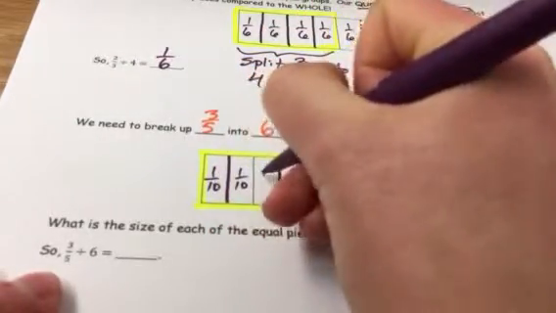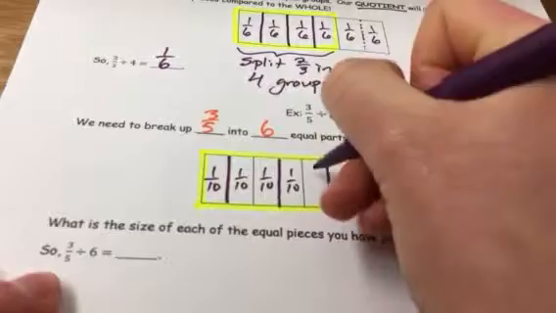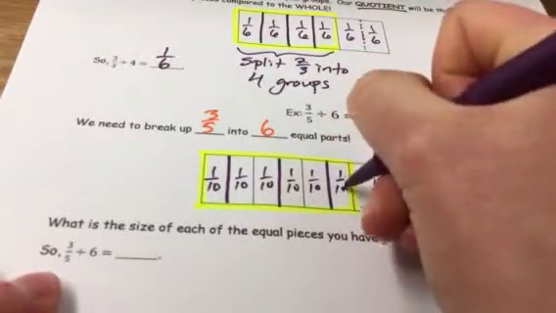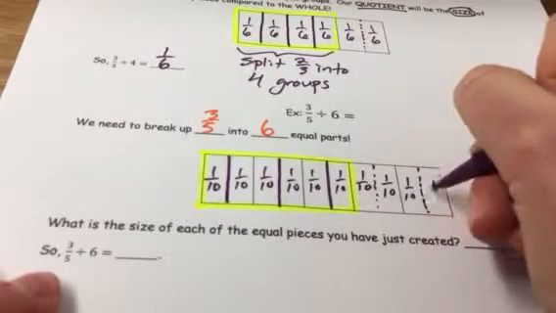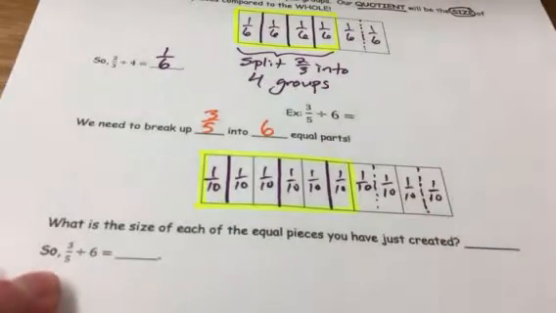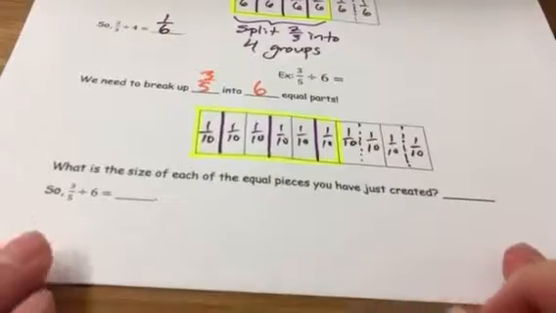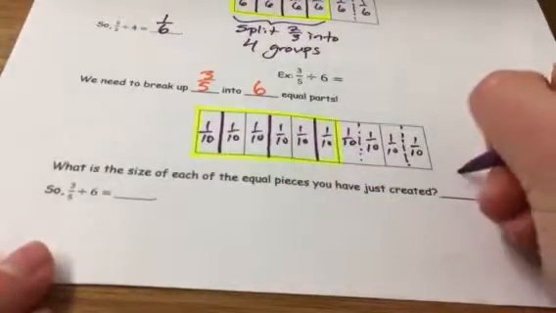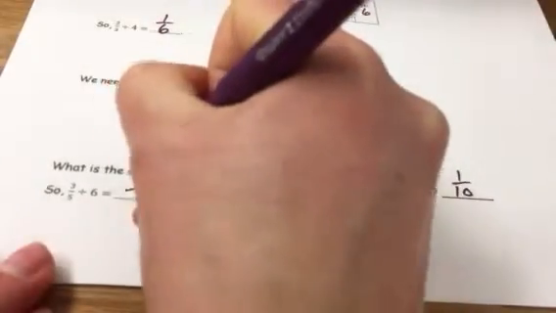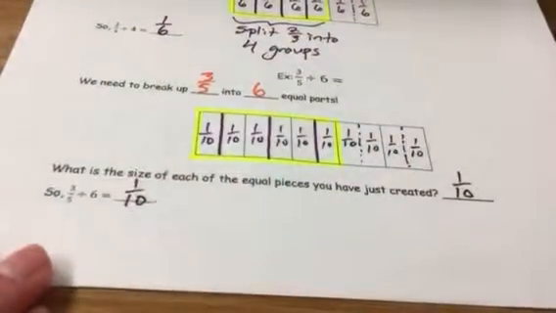1/10, 2/10, 3/10, 4/10, 5/10, 6/10, 7/10, 8/10, 9/10, 10/10. So what is the size of each of the pieces that we just created inside of here? We created tenths. And that is the answer to the division problem.